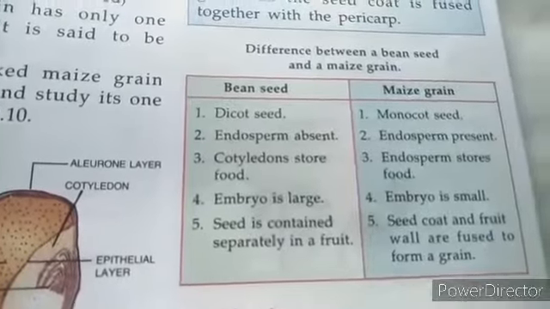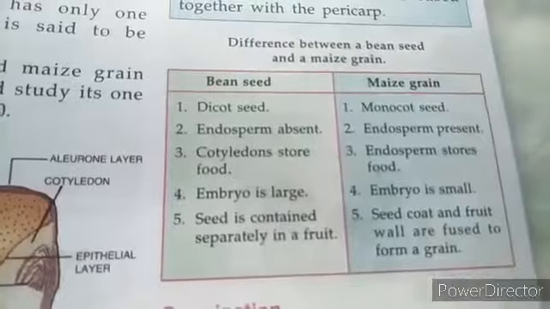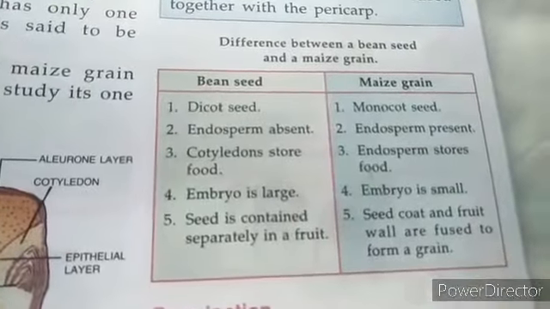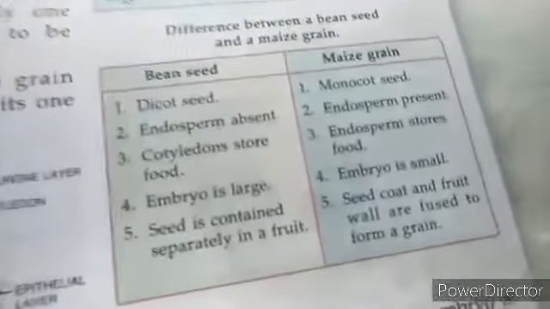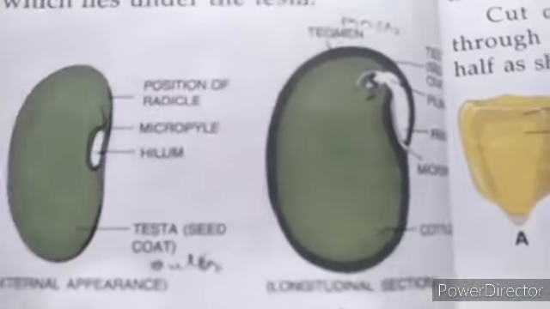So I believe this entire difference makes it quite easy for us to see how a bean seed and a maize seed are different, because one is a dicot and the latter is a monocot seed. Let's have a look at the diagrams as well. Here we see this is a bean seed.